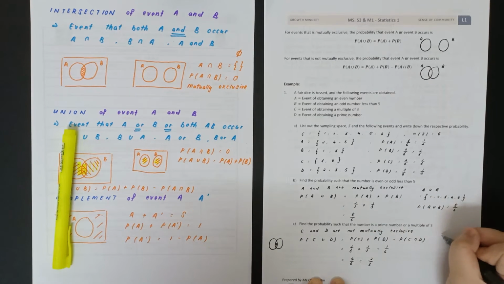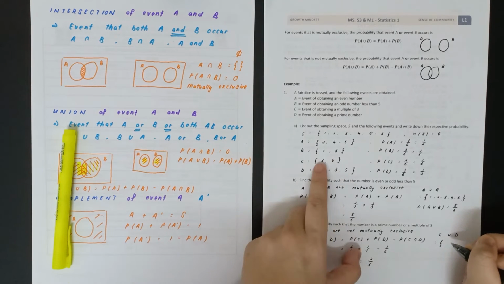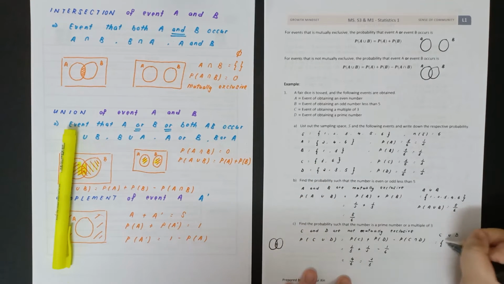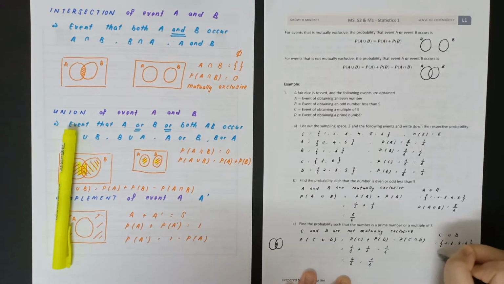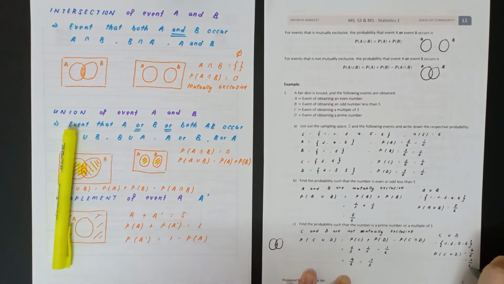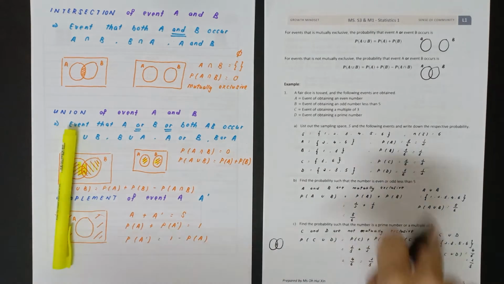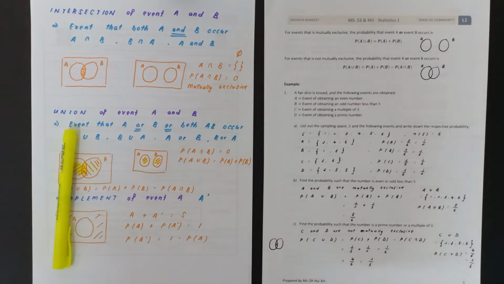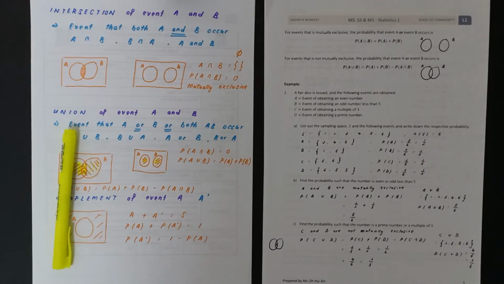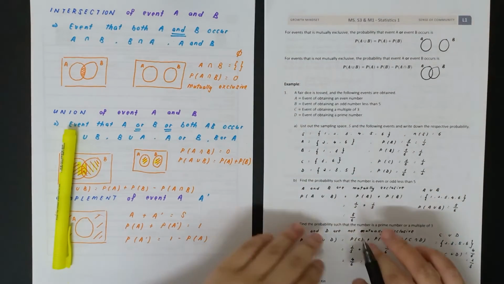If you don't want to do this, C union D equals 2, 3, 5, 6, where you don't repeat the 3. So the probability of C union D equals 4 over 6, exactly the same answer, 2 over 3. I hope you can get this idea. This is the simple case where you can see every outcome. Later you might have questions where you can't actually have all the outcomes with you. Okay, let's move on.